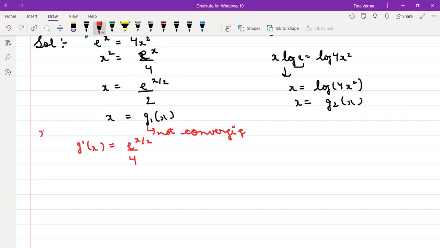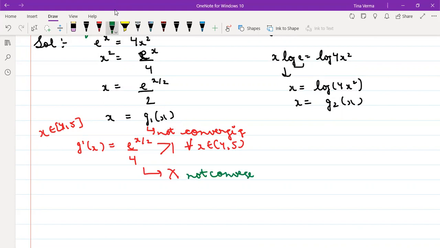So आपका x किस में जा रहा है? 4 to 5 में. If you substitute this value for all x belonging to your interval 4 to 5, this value is greater than 1. That's why this gx will not converge. Is it clear? If you go for the other one, this is satisfying all the hypotheses, this will converge.